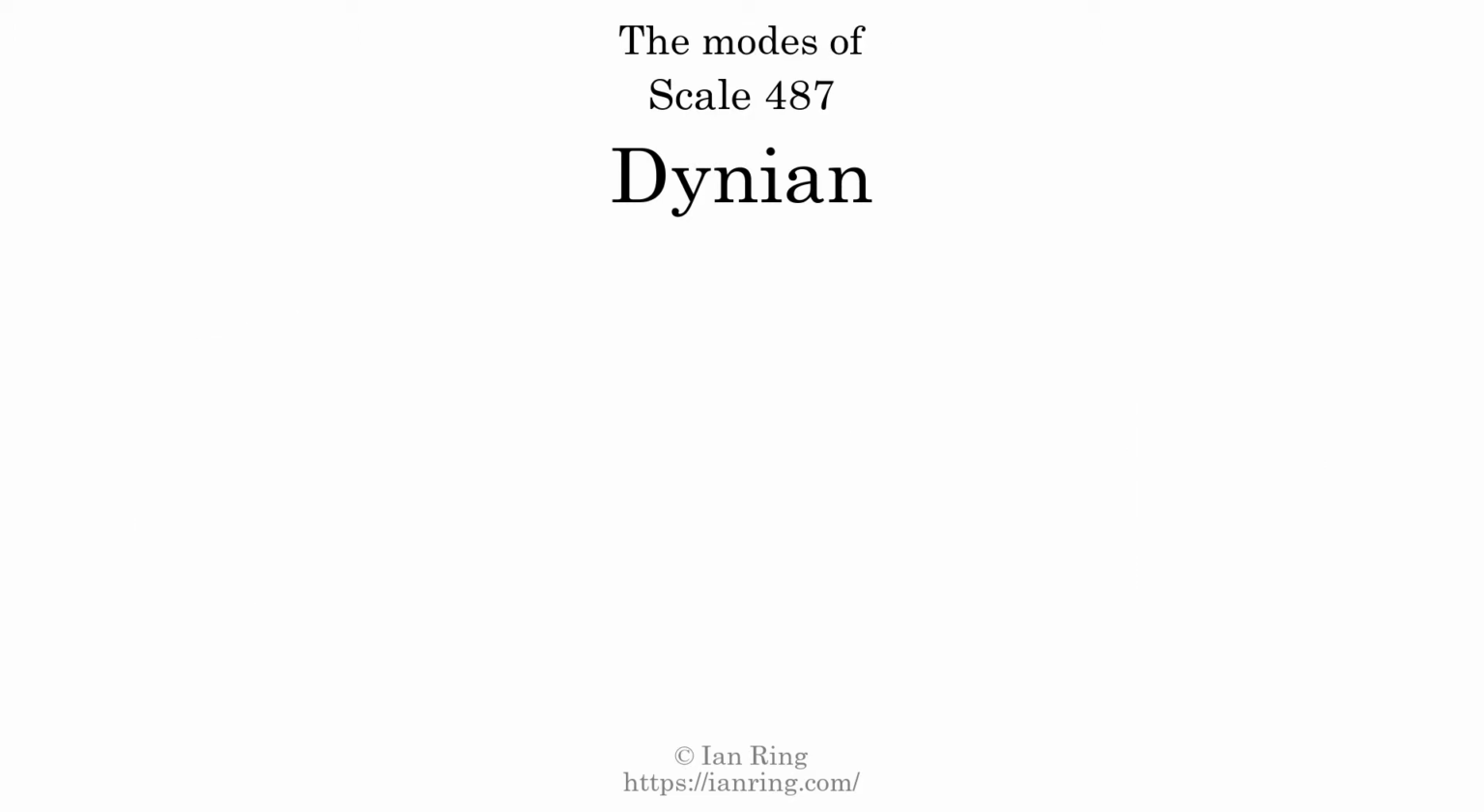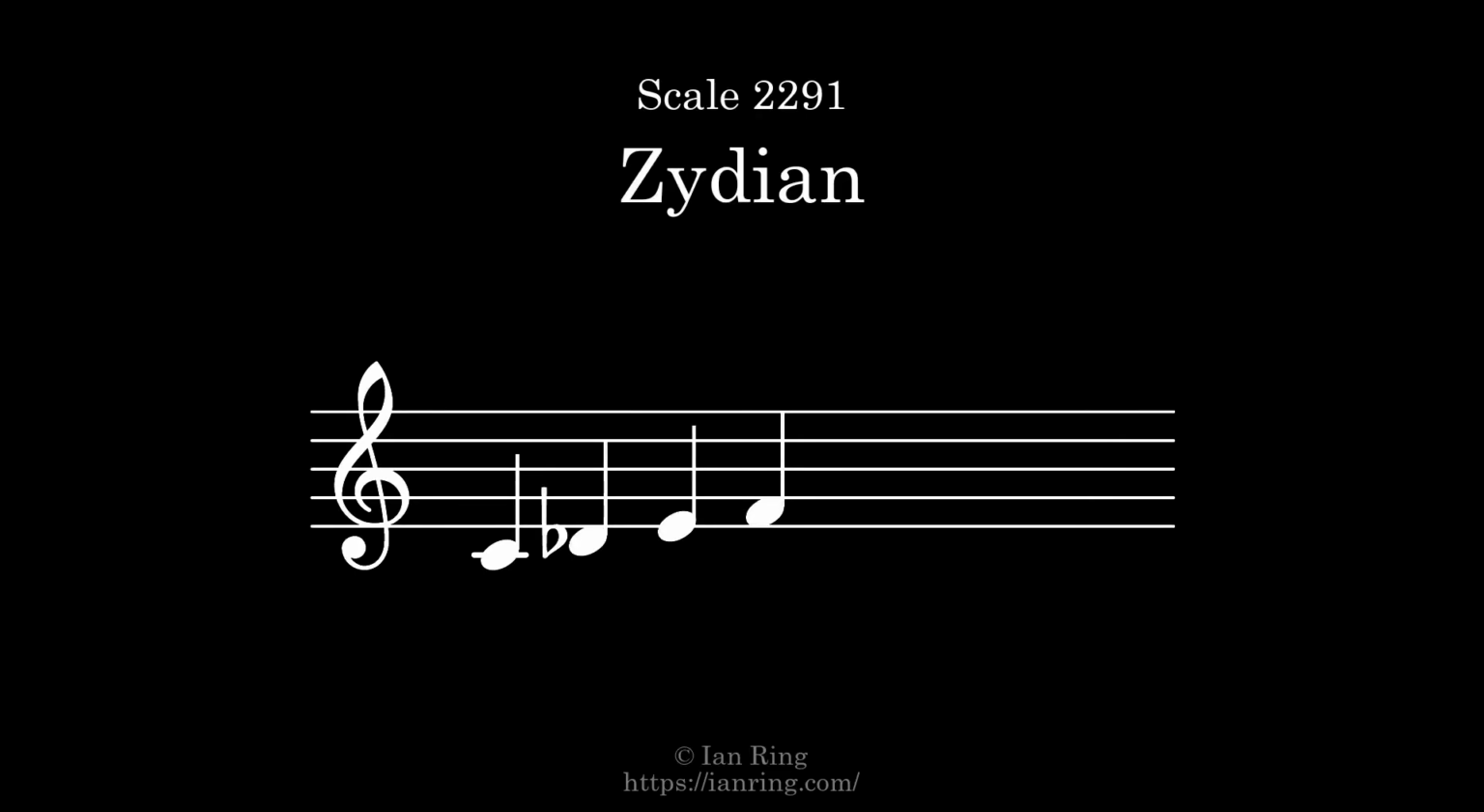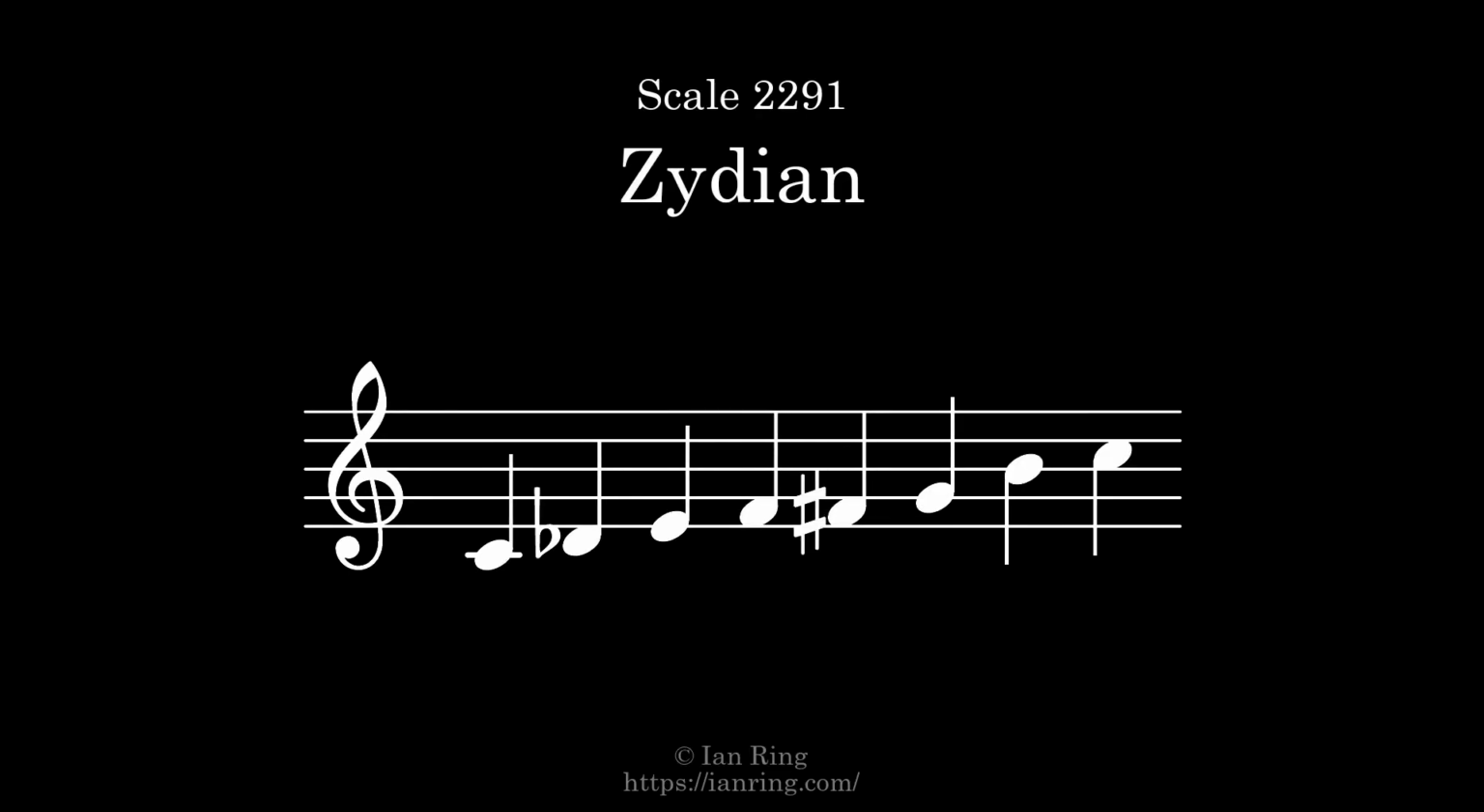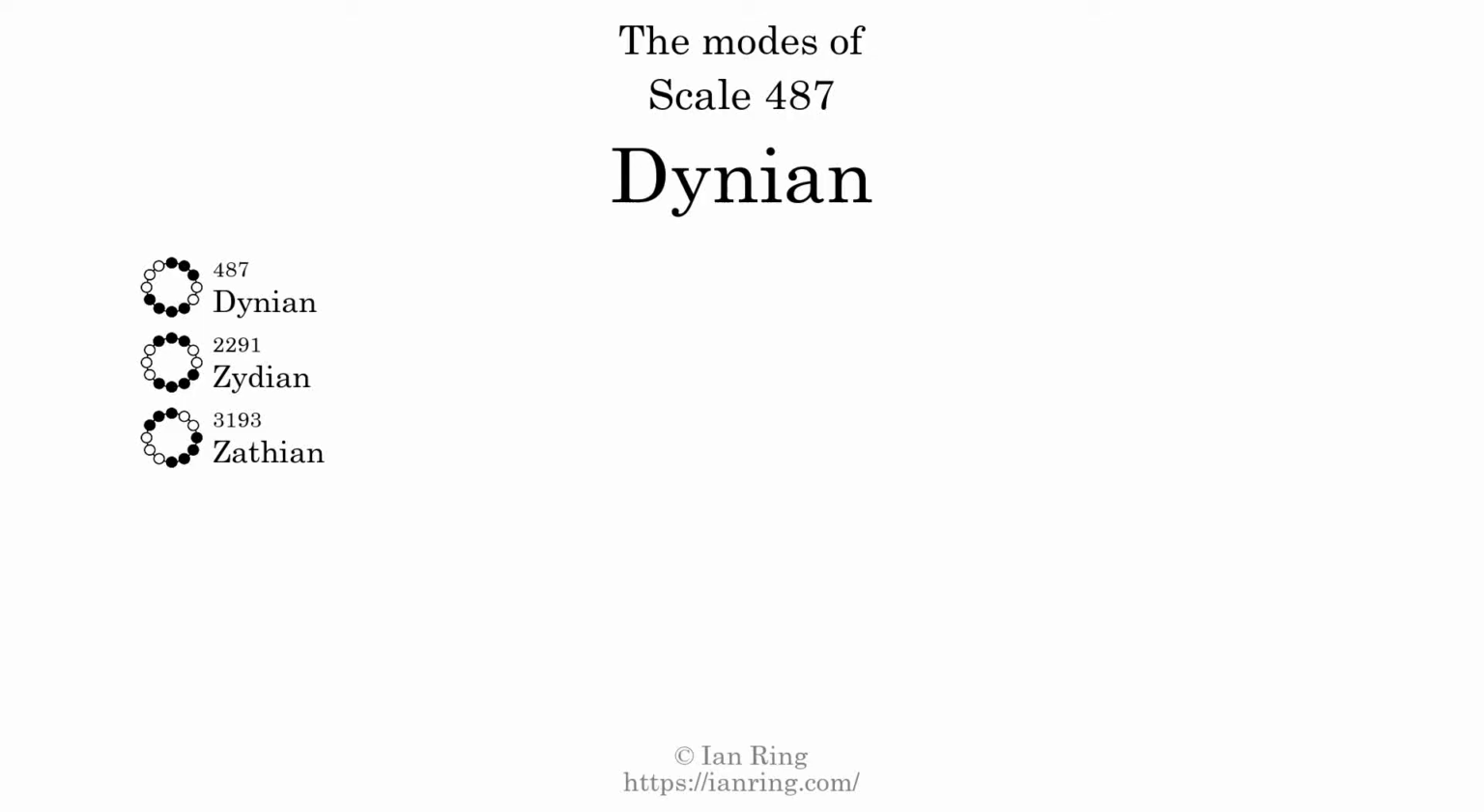This scale has 7 modes. The first mode is itself. The second mode is scale 2291, also known as Dynian. It sounds like this. The third mode is scale 3193, also known as Dynian. It sounds like this.